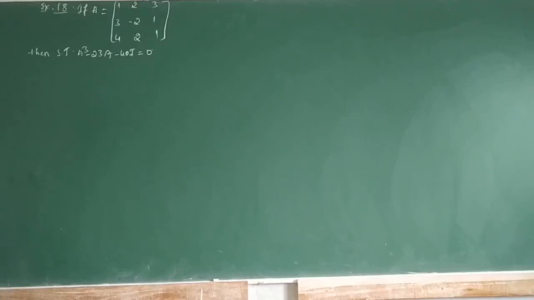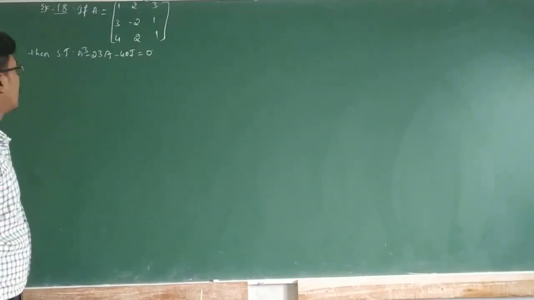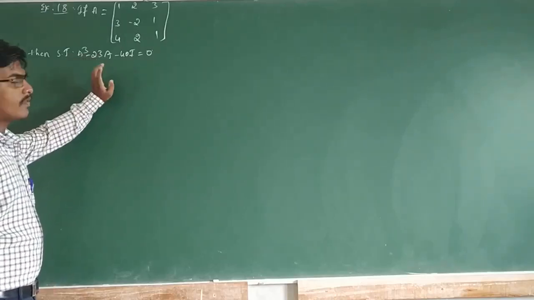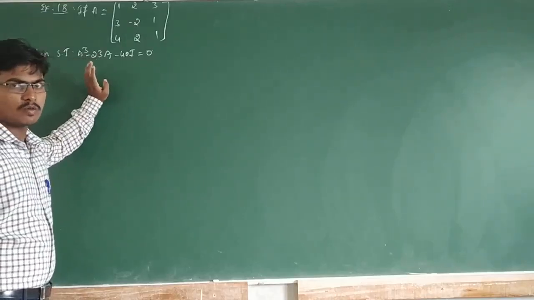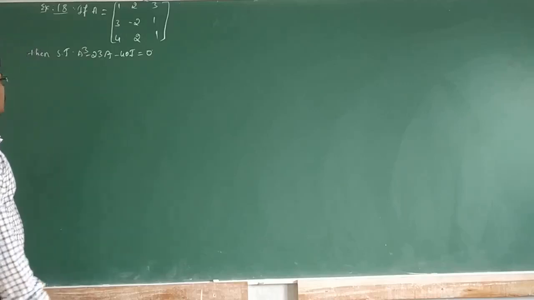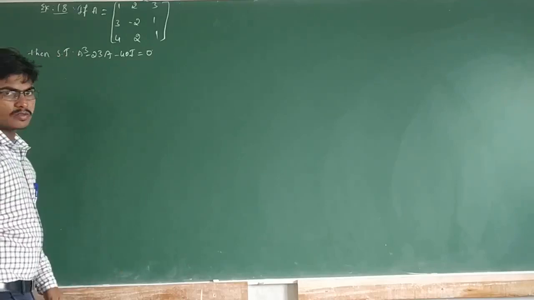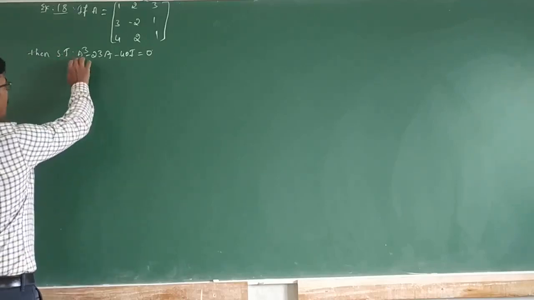Next problem. The next example problem is very important, maximum times asked in board exams for 5 marks. A is equal to the matrix. We have to show that A cube minus 23A minus 40I is equal to 0. Look, first we find A square, then multiply by A to get A cube. First we find A square.